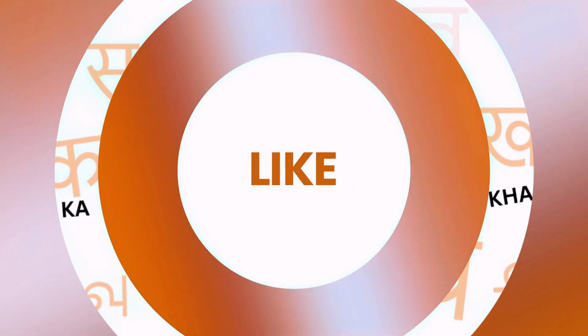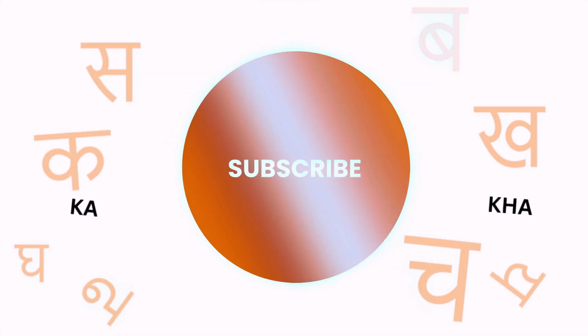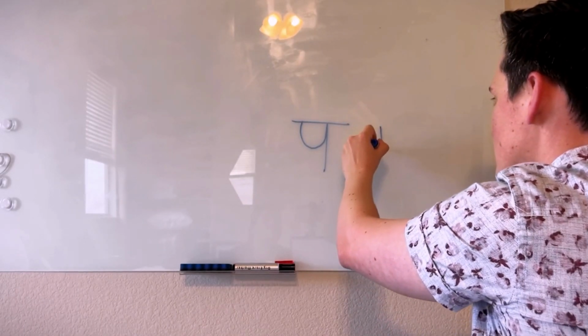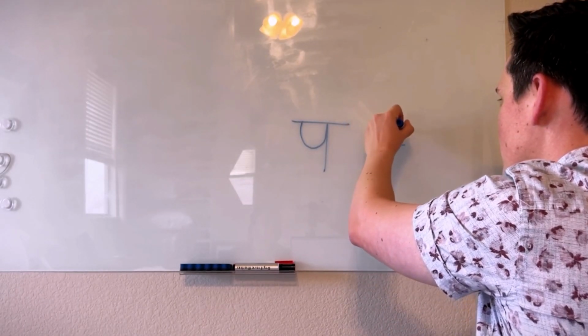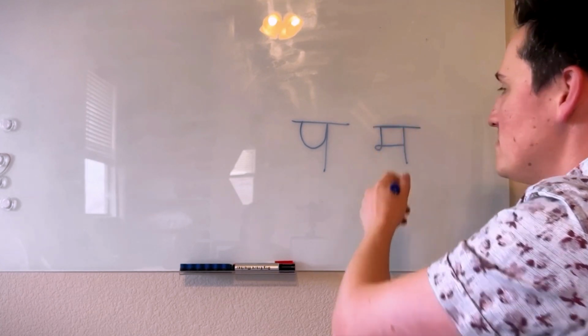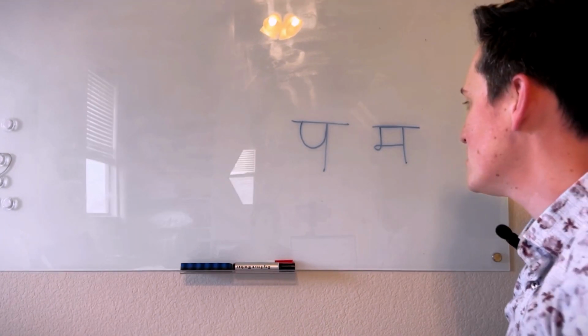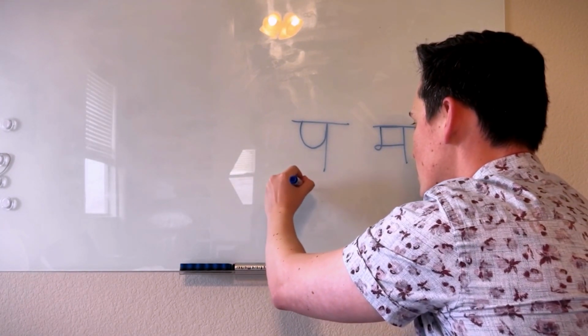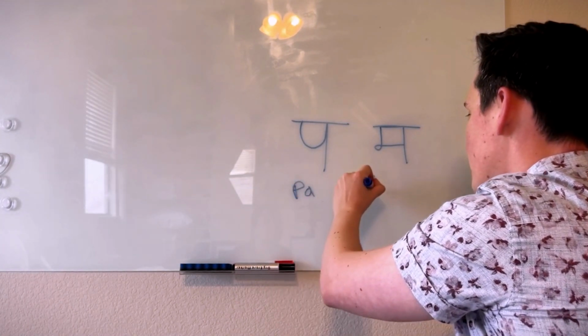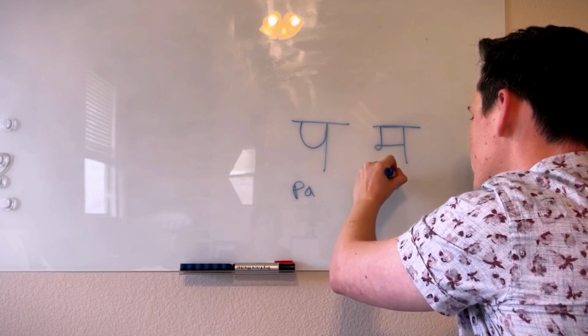So the pa character is more rounded. Pa, reverse P. In contrast, the M, you make sort of a loop when you start. So you go down, make a loop, ma. So pa, ma. See the difference? So pa and ma.